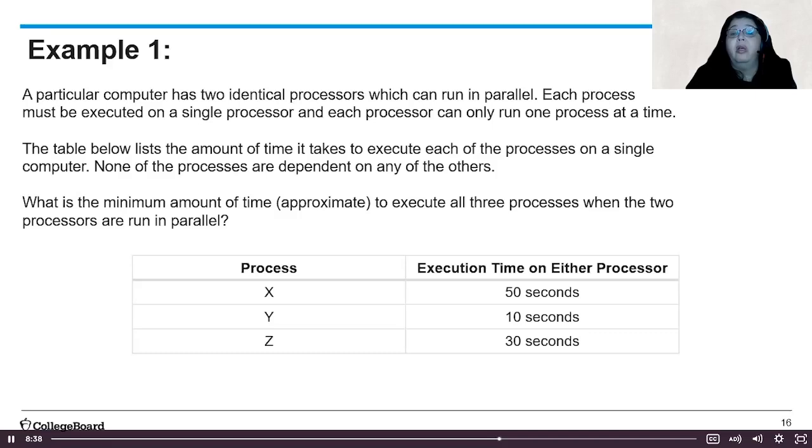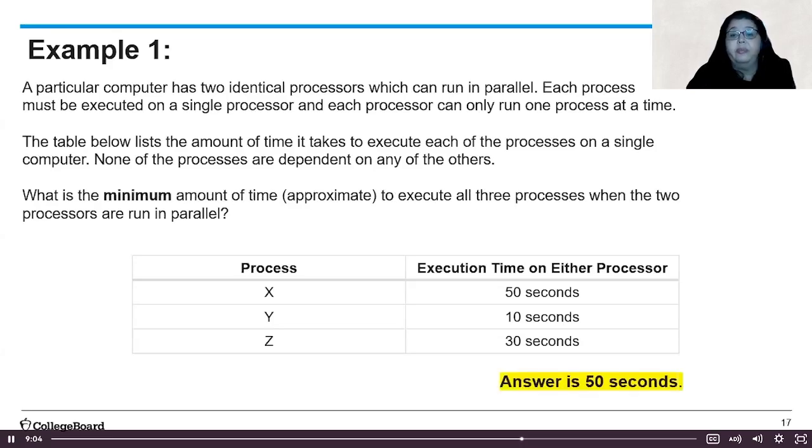You've got a table of data below. You want to look at this and tell me what is the minimum amount of time, doing an approximation, to execute all three processes when the two processors are run in parallel. So you've got two processors running in parallel. You're looking at the minimum amount of time needed. If you could put the video on pause, and then we're going to catch back up.